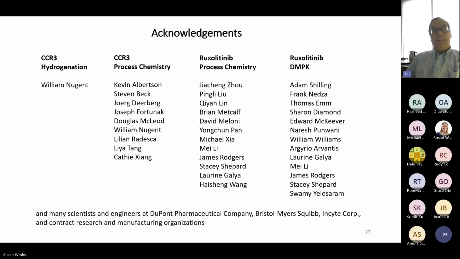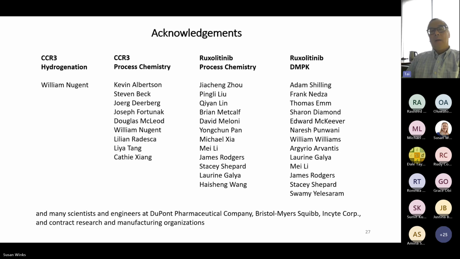The CCl3 process team, the Ruxolitinib process team consists of chemists, organic chemists, a chemical engineer, analytical chemist, solid state expert. They are shown here. So, both teams took the project to their respective destination with speed, efficiency, and enthusiasm. I am very fortunate to be part of that.